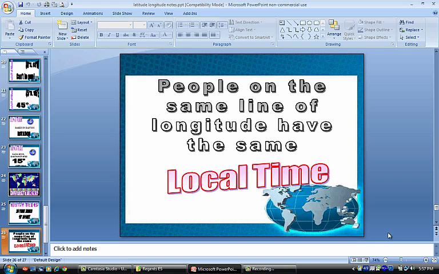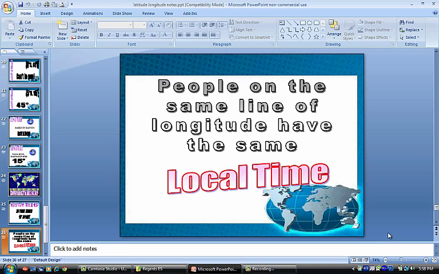Okay. People on the same line of longitude have the same local time. That's very important to remember. If you think about the United States, we have different time zones. Here in New York, we're in the Eastern time zone. But as you move further on to the west, as you go 15 degrees more, they get an hour behind us. So in the central time zone, consisting of Chicago, a little bit of the Midwest, along the Mississippi River, those guys are approximately 1 hour behind us.